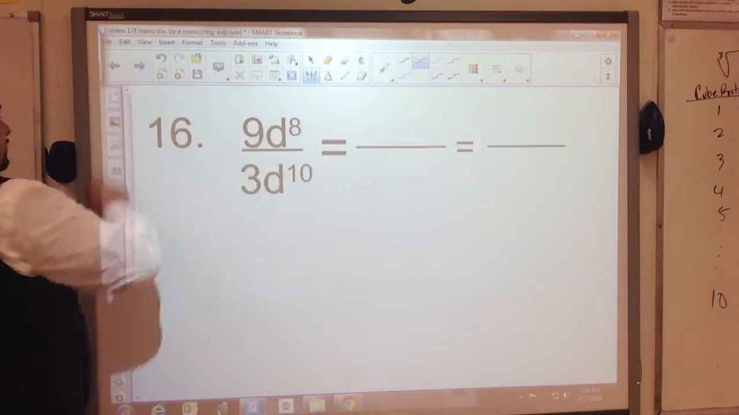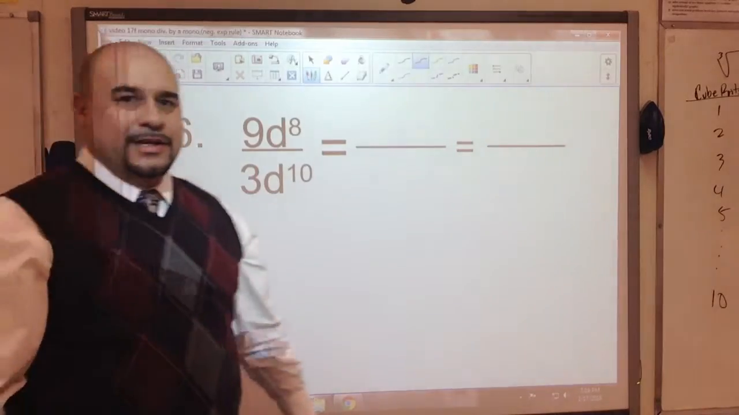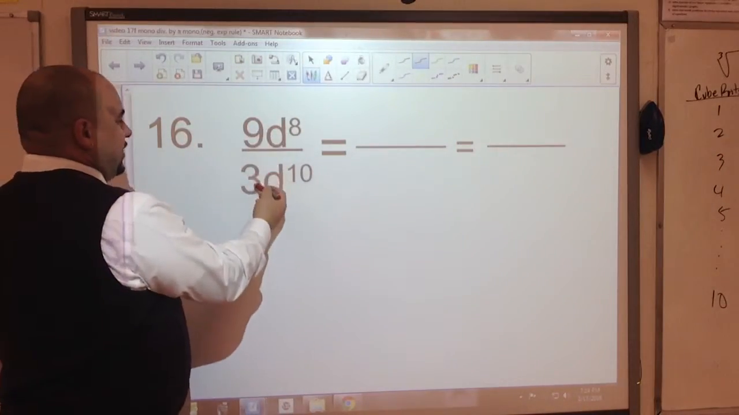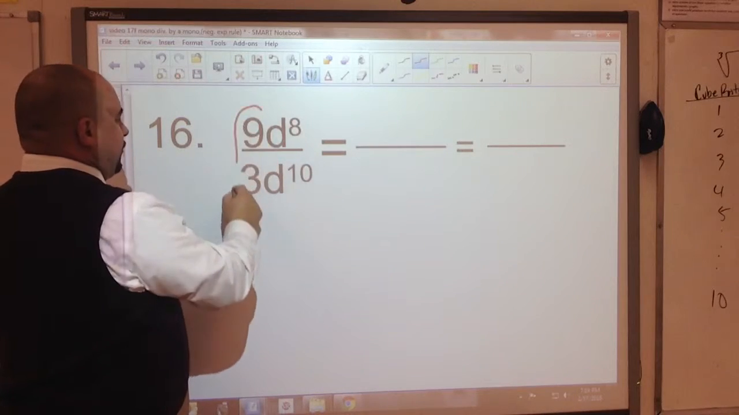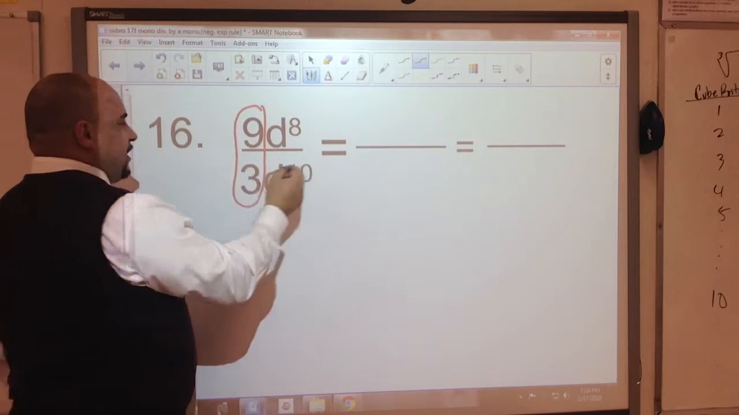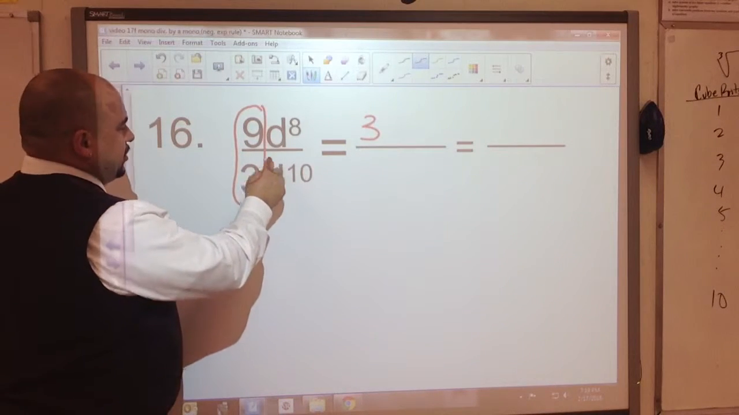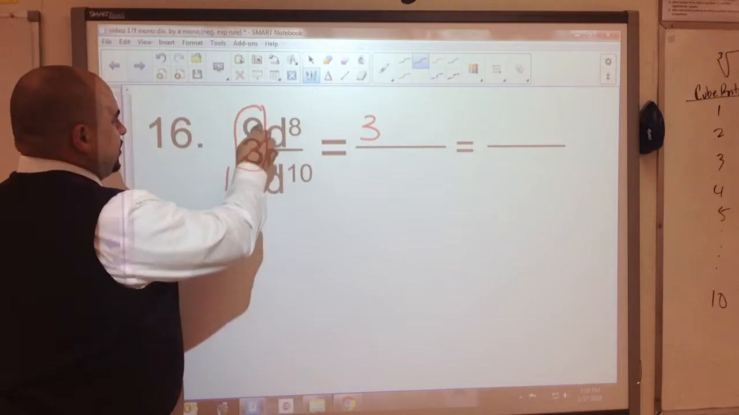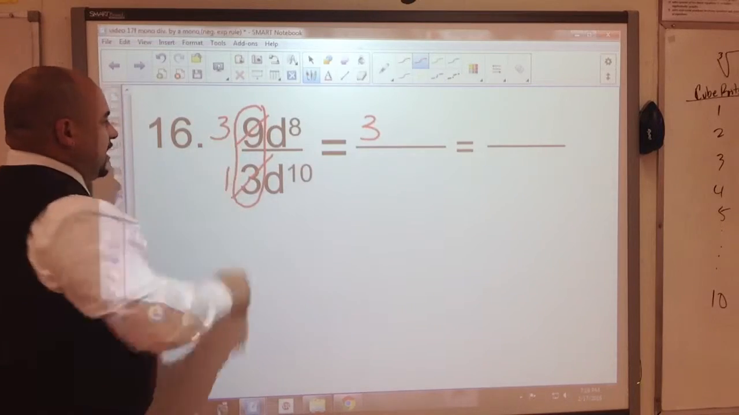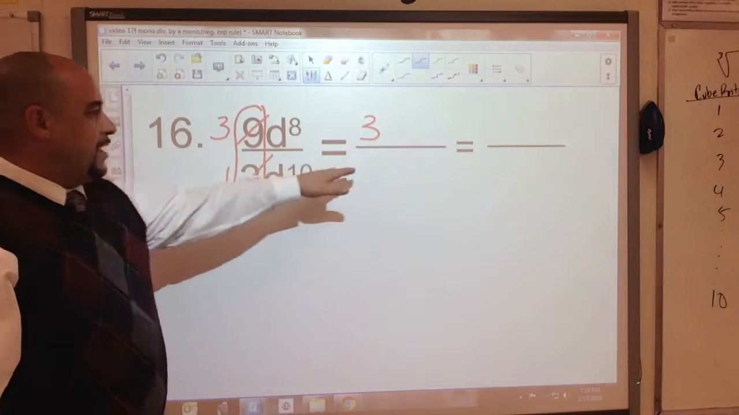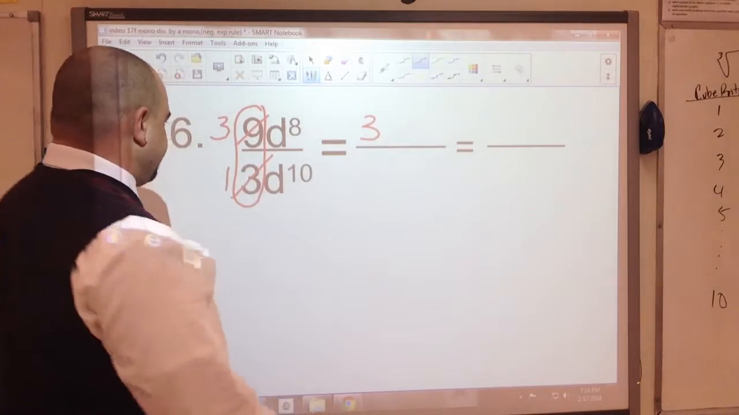Let's try another one. This is number 16 in your packet, same page. So this time you have 9 divided by 3. These are coefficients. So 9 divided by 3 is 3. It goes up top. Again, another way to look at it is 3 goes into 3 once, and it goes into 9 3 times. So you see the 3 up top, and the 1 on the bottom, but we don't need to write the 1 right now.